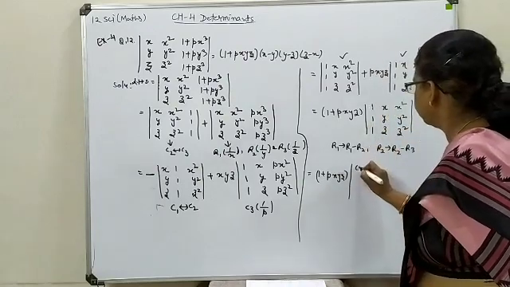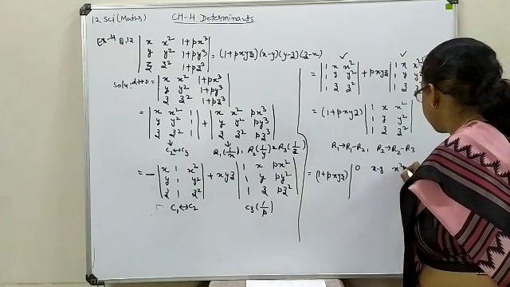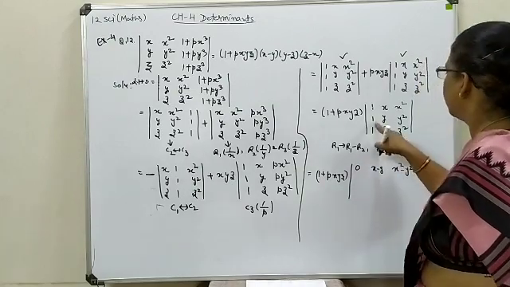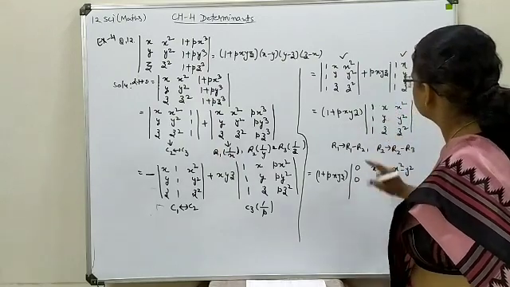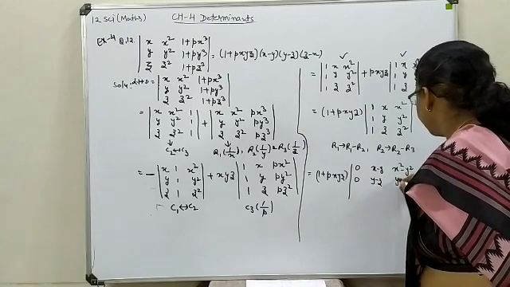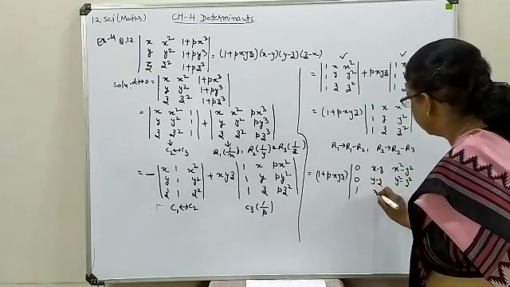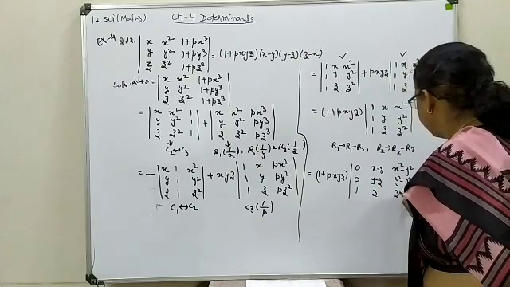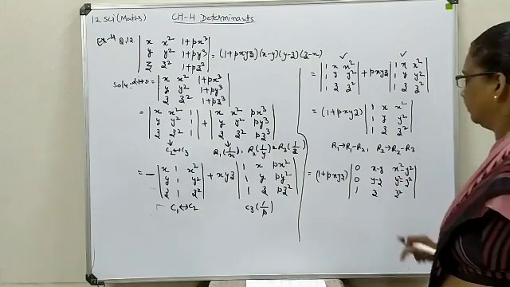One minus 1, 0. This is x minus y, x square minus y square. Here you will turn a 0. Y minus z, y square minus z square. This will be 1, z and z square. Further, these two can be written in factor form.